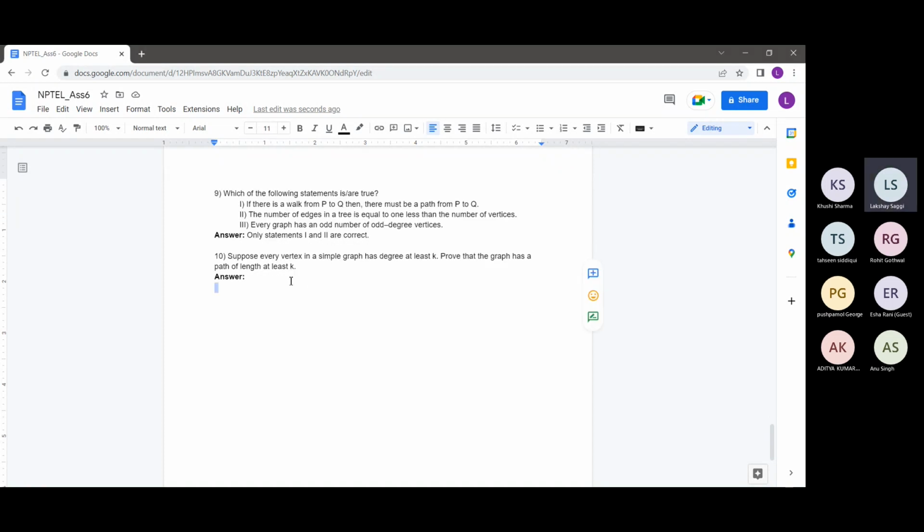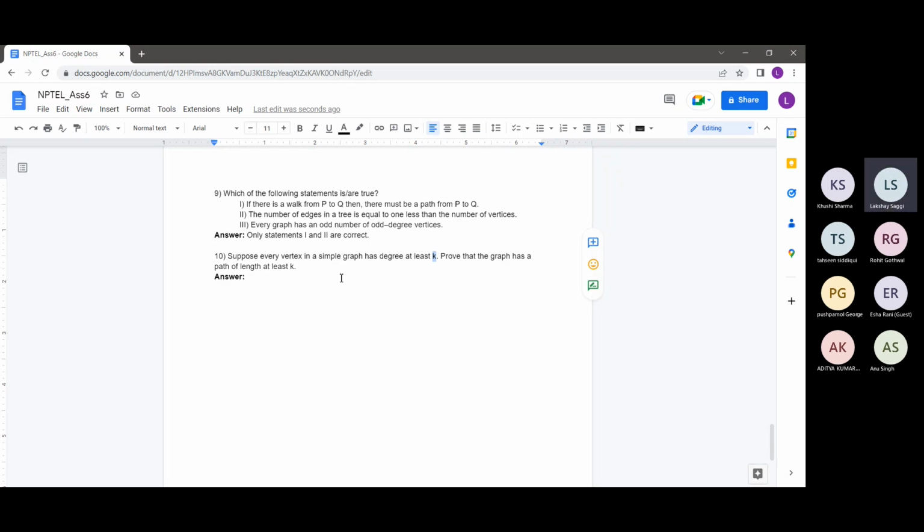Now let's move on to the last question for the day. This is a bit more interesting question and you will need a bit more time to answer this. Suppose every vertex in a simple graph has a degree of at least k. Basically, we have a simple graph and every vertex of the graph has a degree of at least k. Prove that the graph has a path of length at least k.